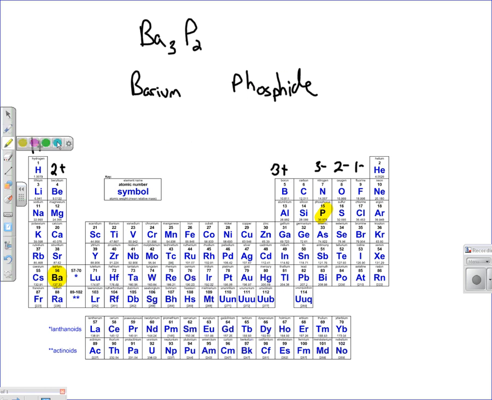Now, is barium a transition element? What is a transition element? Transition elements are elements that fall in this skinny part in the middle of the periodic table. And lo and behold, barium does not fall there. And so barium is not a transition element and therefore does not require any of this Roman numeral stuff that we're going to get into. So we're done. It's as easy as that.